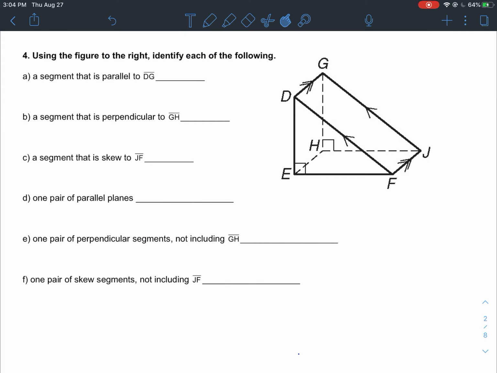Okay, using this figure, identify all the following. A segment parallel to DG. Well, here's DG. We actually have two segments that are parallel to it. So either one of those would be fine. Let's write JF. And since it's a segment, make sure you put a segment hat on top. A segment perpendicular to GH. Again, we have two answers that are possible here. Either one of those two, but we'll use this one, segment JH. Again, it's a segment, so give it a segment hat. A segment skew to JF. Again, two different answers. This one or this one. I'll use GH.